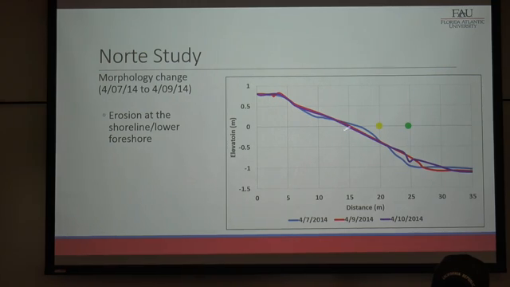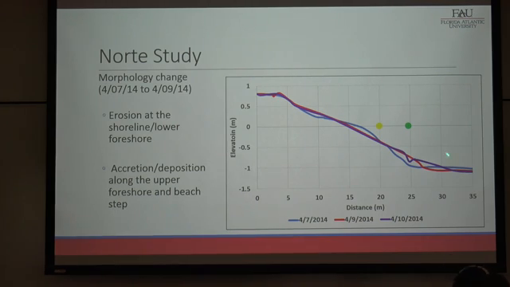So between the 7th and the 9th, we have erosion at the shoreline, right? But deposition just up on the beach, in what we call the upper foreshore, and actually deposition out at the beach depth. This was the other streamer trap location.